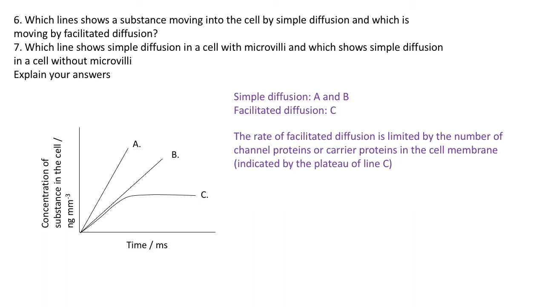So question 7, we know A and B are the lines for simple diffusion, so it's one or the other. So this should be your answer. A is a cell with microvilli, B is a cell without. And the reason for that is that A is occurring at a faster rate. And we know that microvilli increase the surface area of the cell membrane. And so if you've got a larger surface area, you can increase the rate of diffusion.